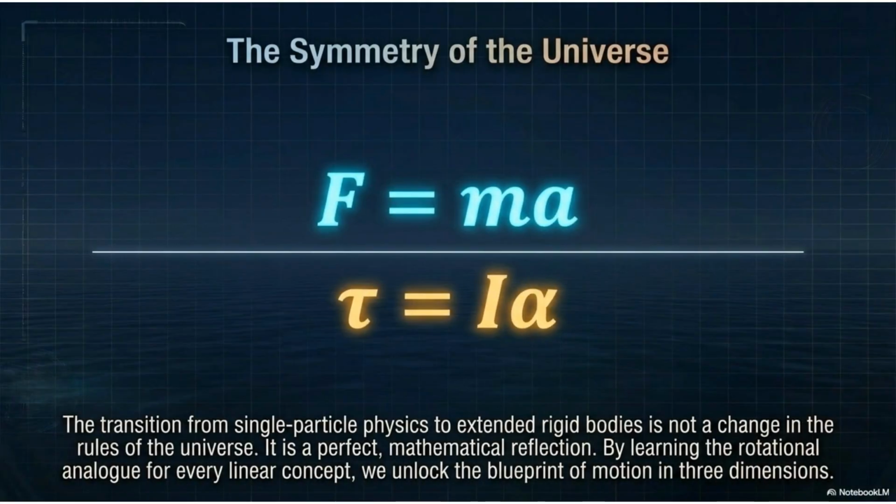Ultimately, the physics of rotation reveals the symmetry of the universe. The transition to rigid bodies is a mathematical reflection of linear laws. By mastering these rotational analogs, we unlock the complete blueprint of motion in 3 dimensions.